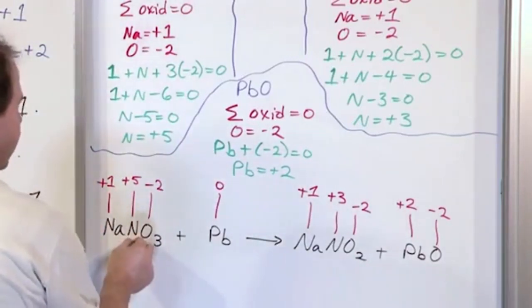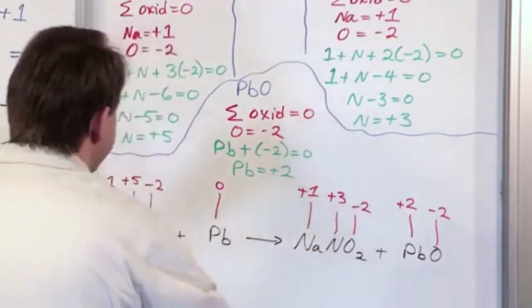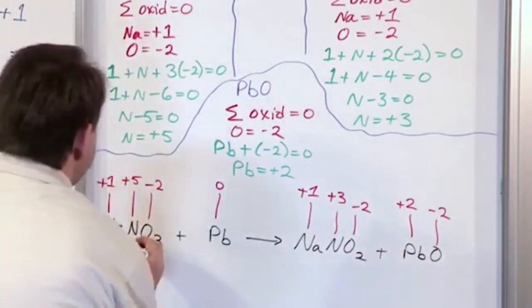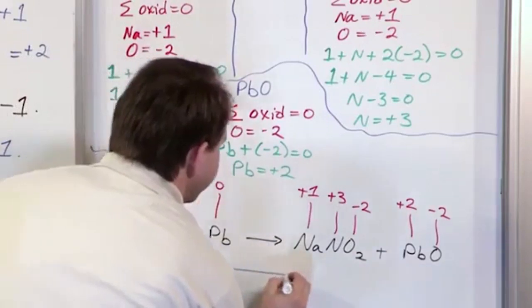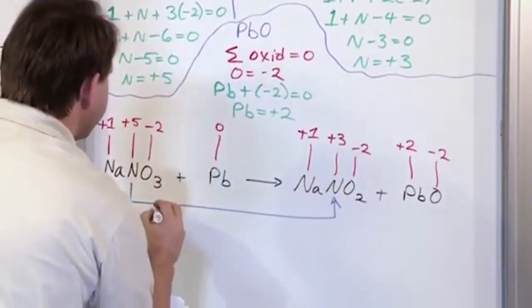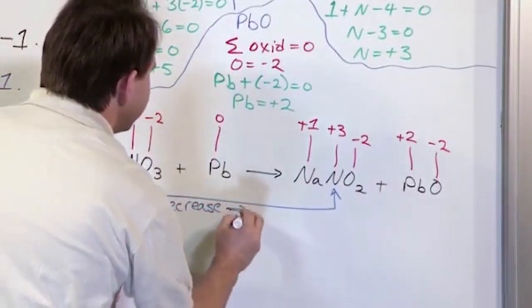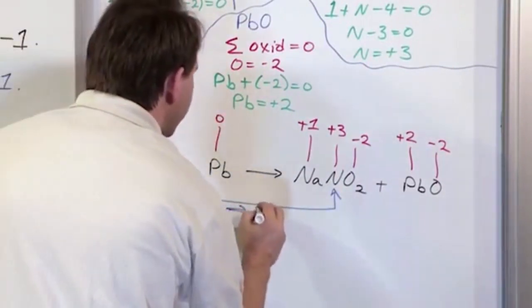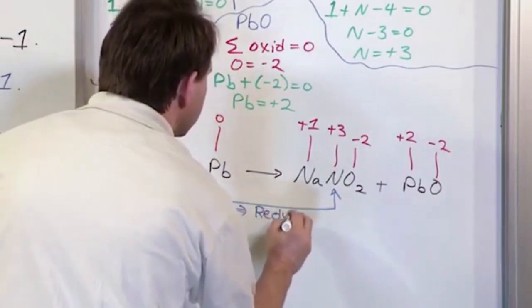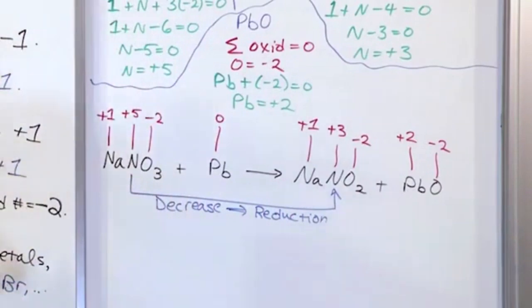So then we look at nitrogen. Nitrogen had a +5, and then it went to a +3. So let's note that nitrogen actually had a change in oxidation number, went from 5 to 3. So this is a decrease. So this means, since it was decreased, this underwent reduction. This nitrogen underwent reduction. So let's keep looking.